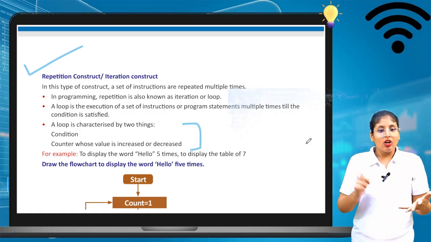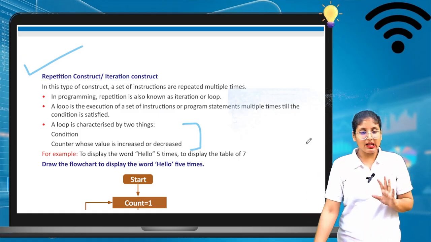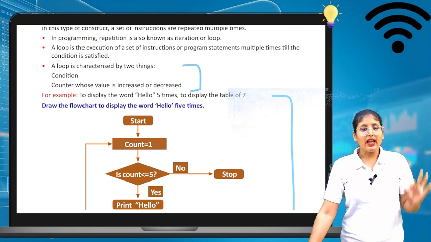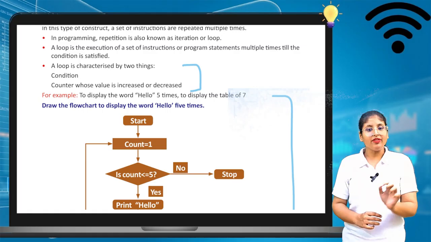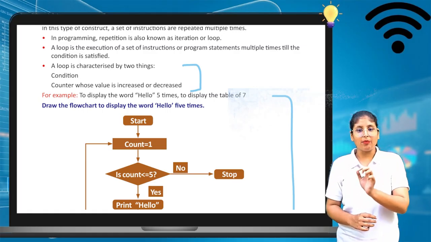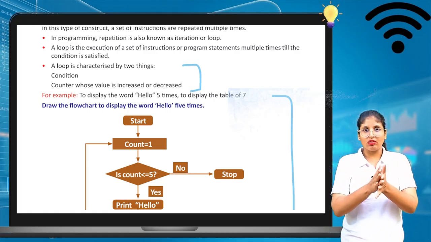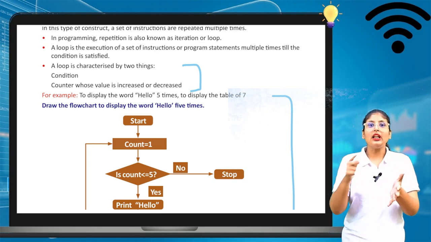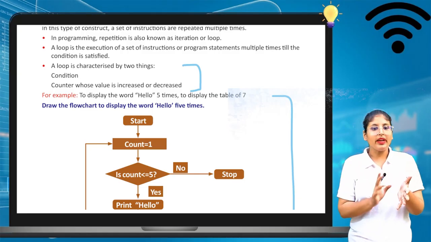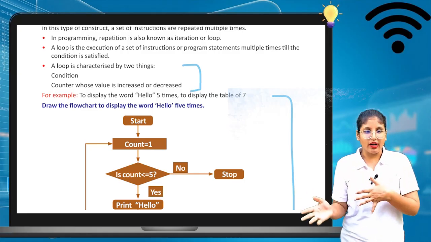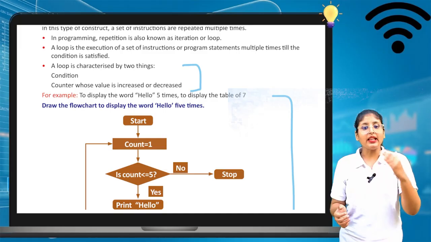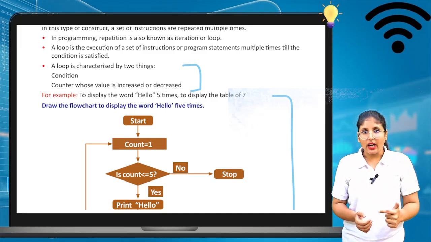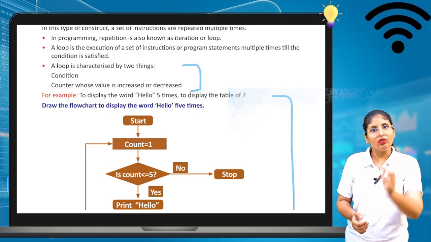Okay. So, for example, there is also an example. Like for example, to display the word hello 5 times. See, you want to repeat the word hello 5 times. Okay, means you want to make a loop of it. So how can we make a flow chart of it? Draw the flow chart to display the word hello 5 times. So you want to make a flow chart in which you write hello 5 times.